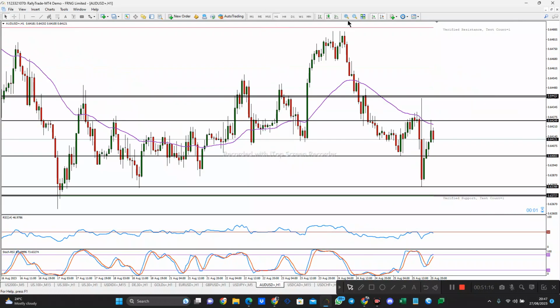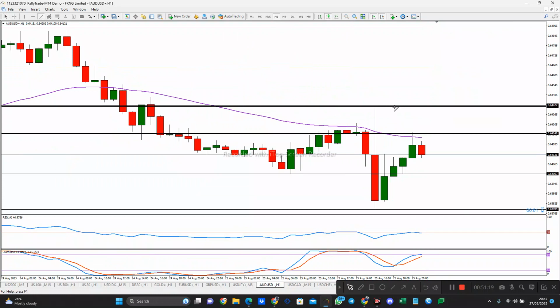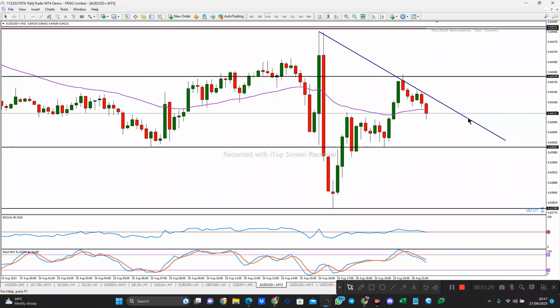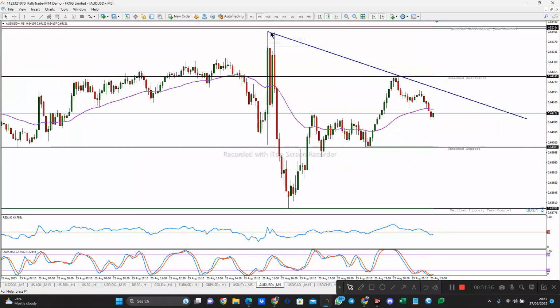Oh, I didn't add my trend line. Let me add it from here. Connect this high to this lower high. Go to 15 minutes and adjust it. Adjust it on 15 minutes here, and on 5 minutes as well. You can see that, right?